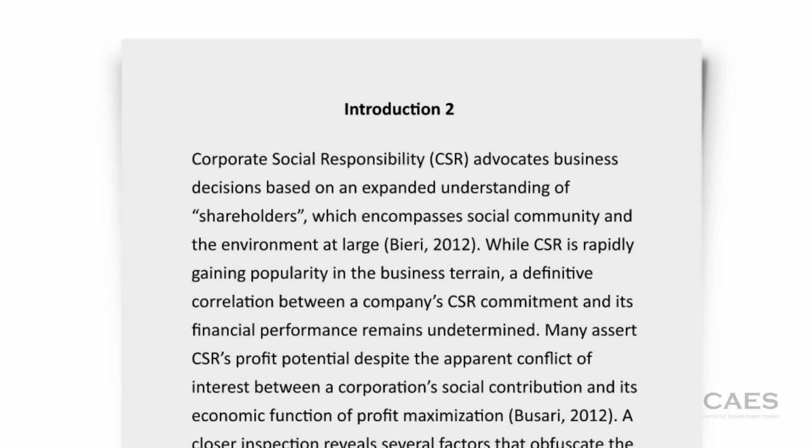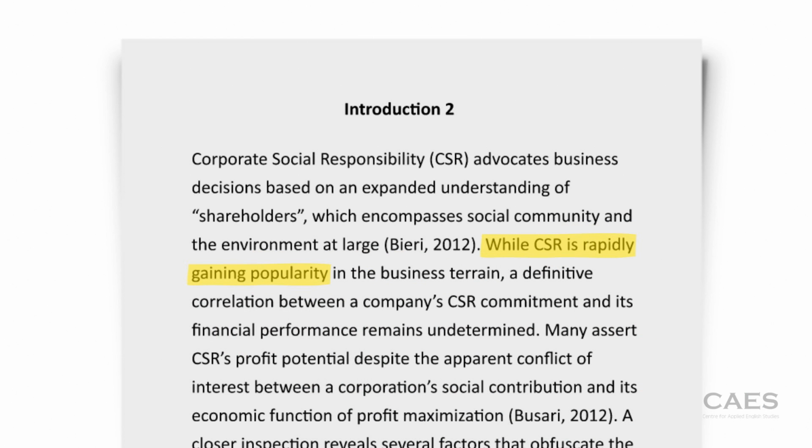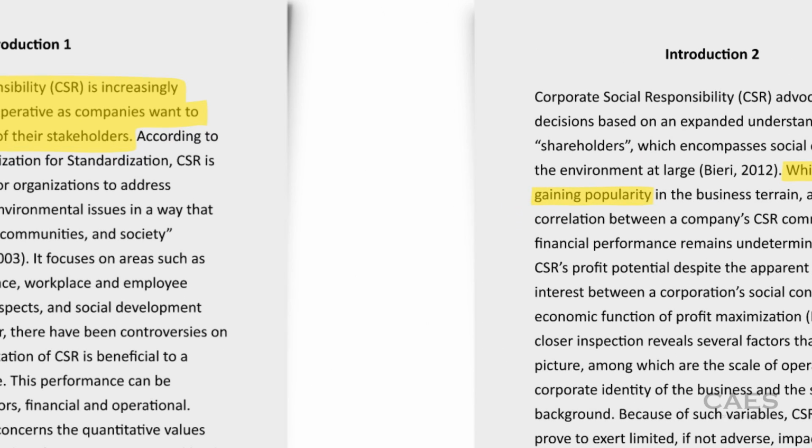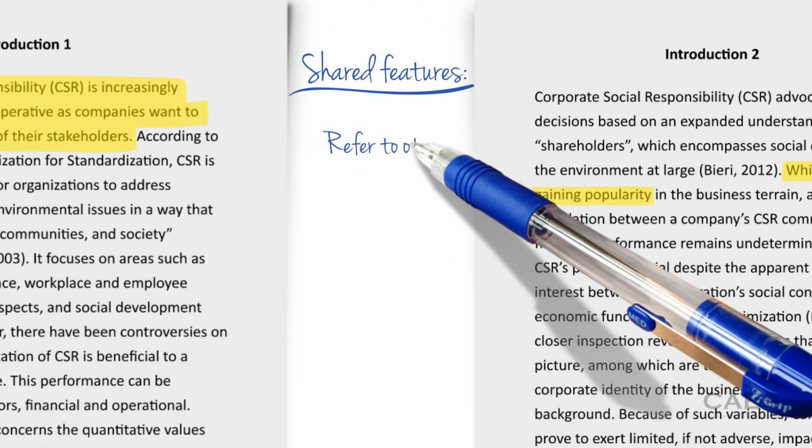Note how the writer in the second term paper does say that CSR is gaining popularity in the second sentence, but it's not his or her main point. This is actually an example of a sentence with more than one function. Both the introductions from these term papers begin appropriately, but the second one gets into the topic faster and therefore might be considered preferable. If both introductions are appropriate, what other typical features do they share?